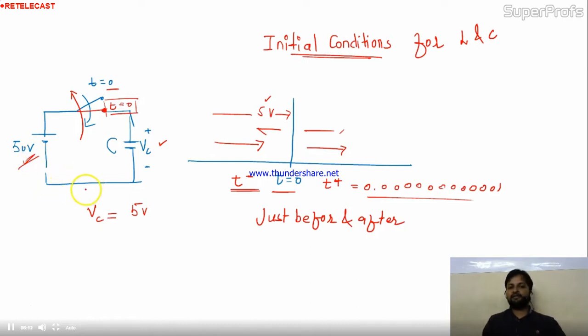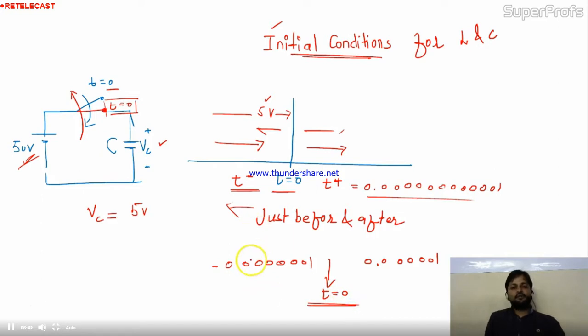But I am telling you the capacitor is not going to change directly the voltage across it. It will oppose. Up to what time it will oppose? This is nothing but the initial condition. And what I am saying is, I'm taking this minus 0.000000001 as the time left to t equal to 0, and this is the time right to the 0, and this is exact t equal to 0.